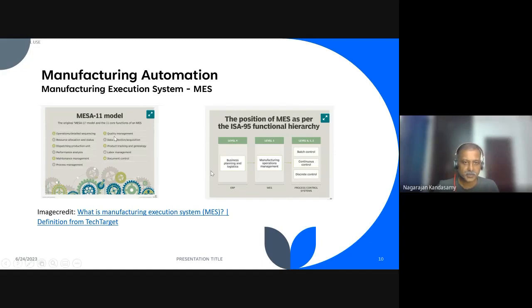I'm not getting into the specifics of every single thing, but for an easy understanding, this is more of shop floor related automation where a lot of information can be captured.